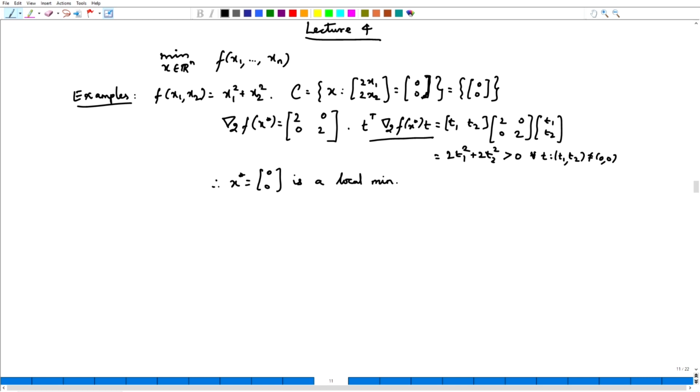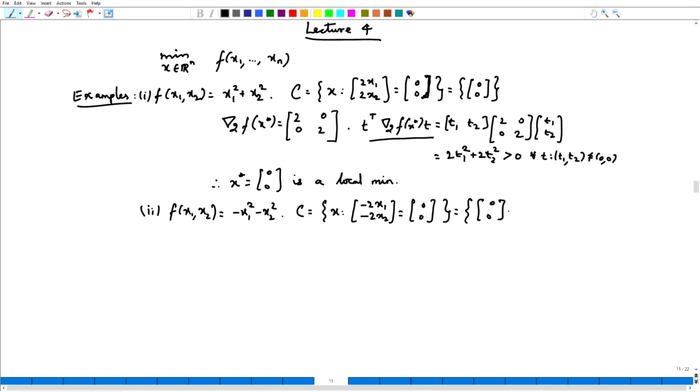Okay. So, yeah, that is a simple example, and let us consider the next example, minus x1 squared minus x2 squared. Okay. So, the set of critical points now is, again you take the gradient to be 0, it is minus 2 x1, minus 2 x2 equal to 0, 0. So, that happens when both x1 and x2 are 0. So, this again is a singleton set.